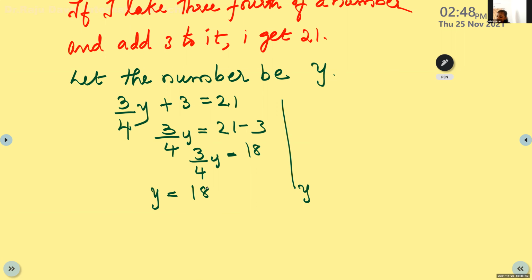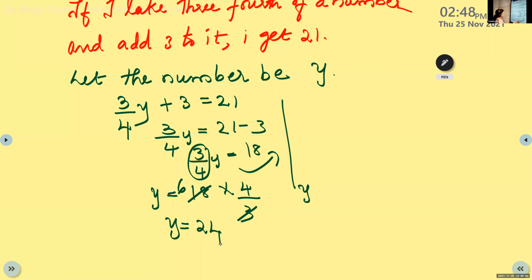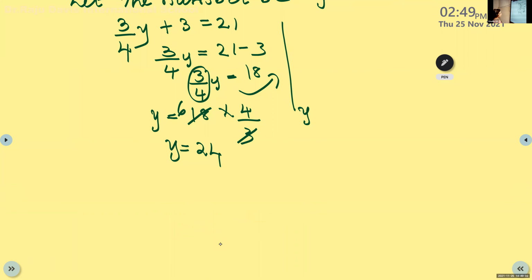18. This one, when you transpose, it will become the reciprocal, 4 by 3. We can cancel 18 and 3. 3 sixes are 18. 6 into 4, y is equal to 24. Or you can multiply and find the answer also. The answer is y is equal to 24.